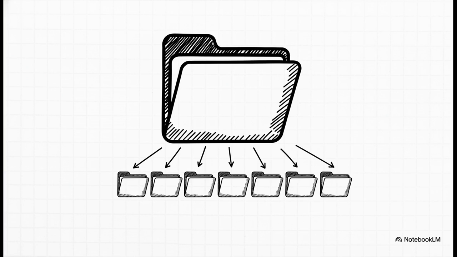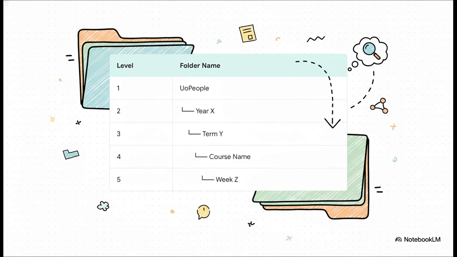And here it is, the final layer. This is really the master stroke of the whole system. Inside each course folder, you create a subfolder for every single week of the term, week 1, week 2, all the way up to week 8. What's so brilliant about this is that your folder system now perfectly, one-to-one, mirrors the layout of your courses online. And there you have it, the complete blueprint. I mean, just look at how clean that hierarchy is. UoPeople to year, to term, to course, to week. With this setup, you can literally get from your entire degree down to a specific reading for a specific week in 5 clicks. It's so clean, so intuitive, it's basically foolproof.